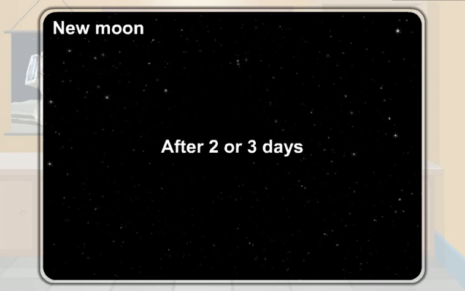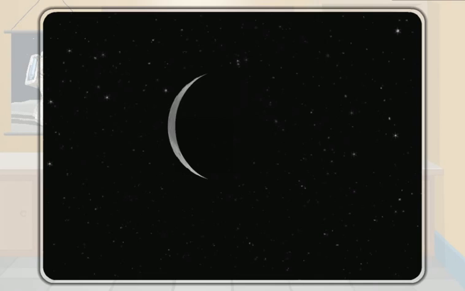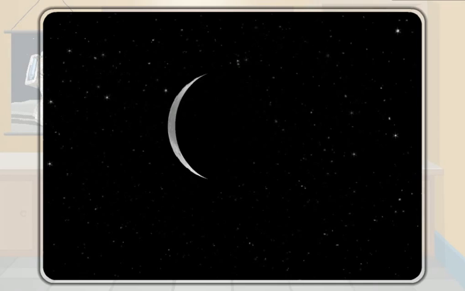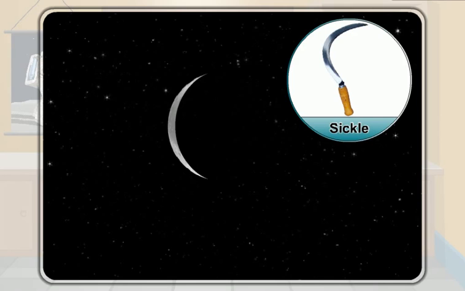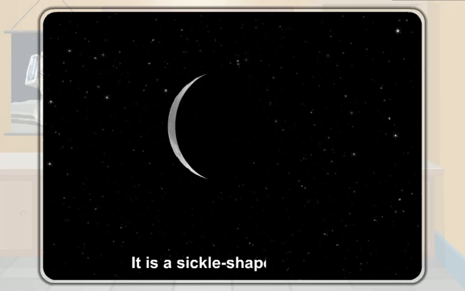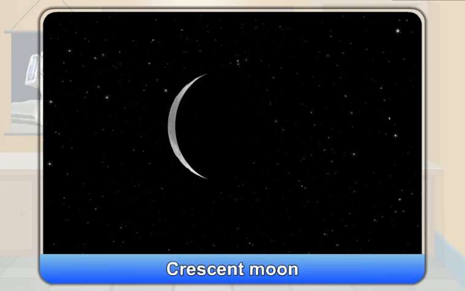After 2 or 3 days of the new moon, the moon looks like this. Doesn't it look like a sickle? Yes, it does. So it is a sickle-shaped moon. The sickle-shaped moon is known as the crescent moon.